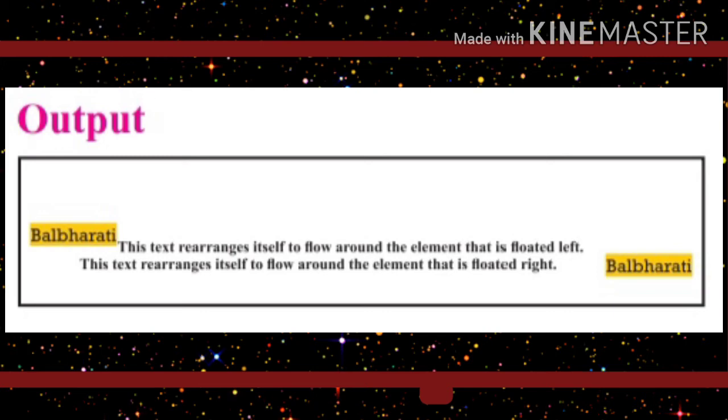Here the text Bal Bharti is displayed on the left side with the effect of the float left property. Then the output shows 2 normal lines as they are with the help of the p tag, and at the last the text Bal Bharti is displayed on the right side, affected by the float right property. So you can use this float property as per your requirement at any location on the web page.